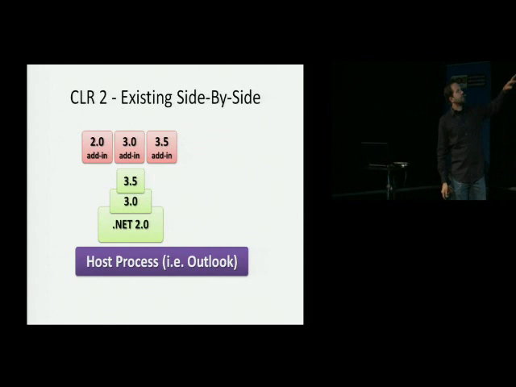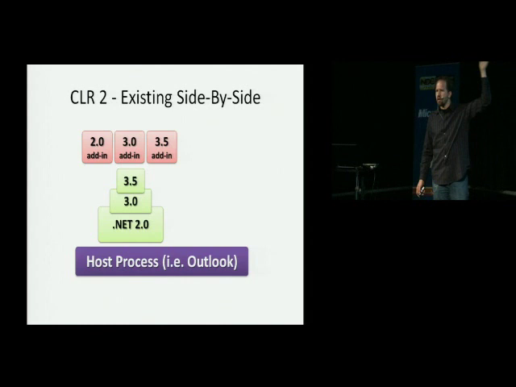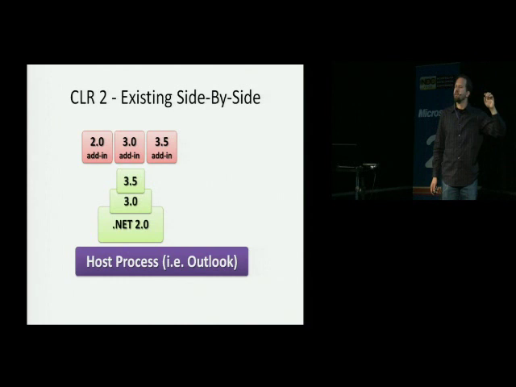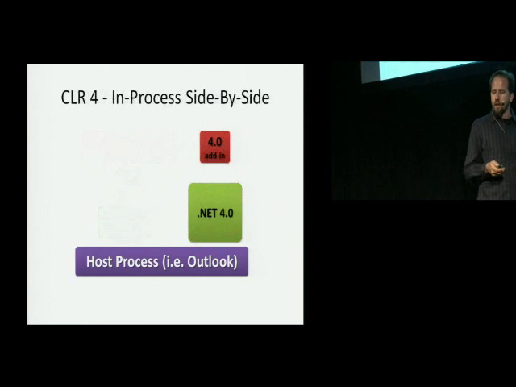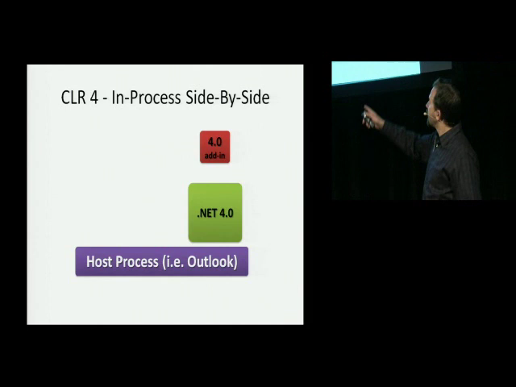So in CLR2, you may have written add-ins for either Explorer or for Outlook, and those things live in that host process. But because 3.5 and 3.0 and 2.0 are all the same thing, that wasn't a big deal. You could tell your boss, "Yeah, 3.5 and 2.0, they run side by side fine." But if you wanted to load 1.1 into the same process space, you can't do it, right? You only get one CLR per process. So that sucks. With CLR4 inside of something like Explorer or Outlook, you can actually have 4.0 add-ins and 2.0 add-ins side by side in the same process space.